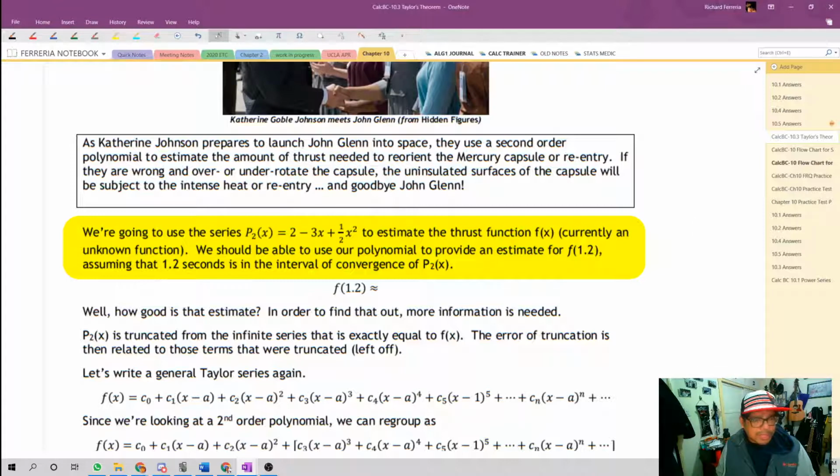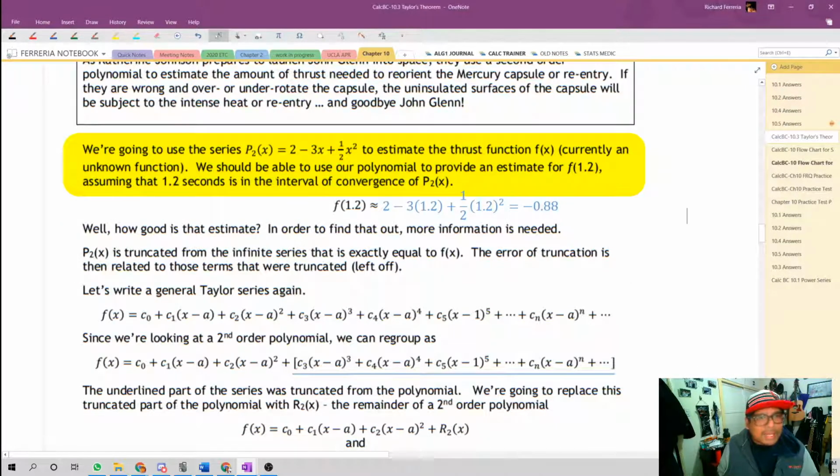So firstly, what is f of 1.2? Well, I got that to be negative 0.88. How good is that estimate? In order to find out how good this estimate is, we're actually going to need more information. We're going to need to know more about the function that we are estimating.